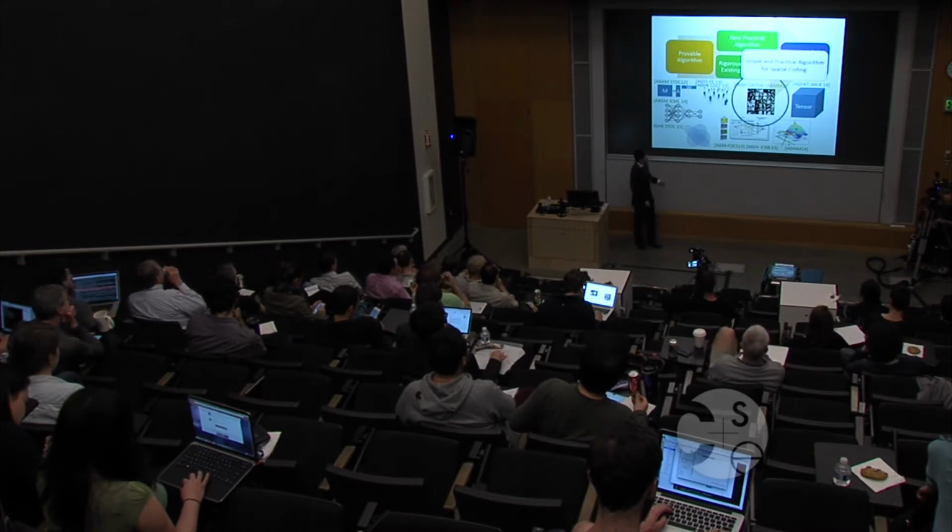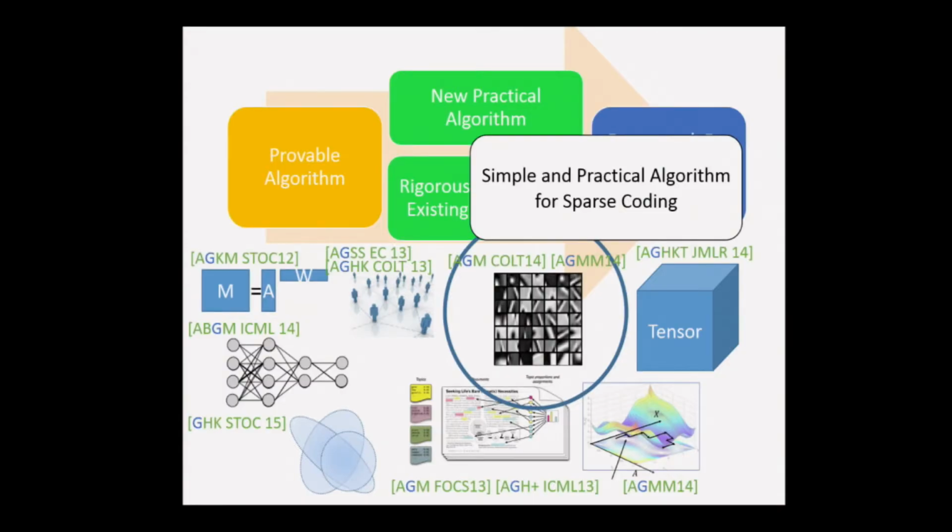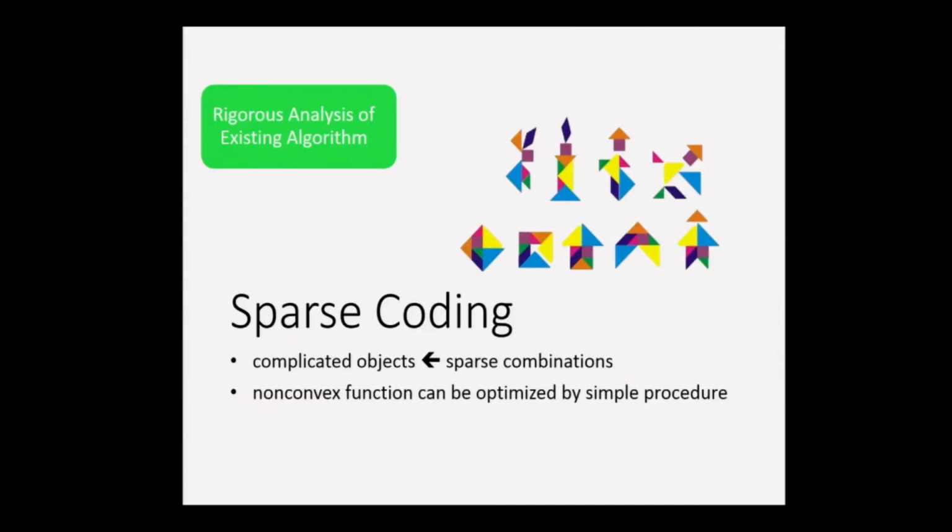We give a simple and practical algorithm for sparse coding. Towards the end, I will briefly discuss my work on topic models and tensor decompositions. So now let me get into sparse coding.